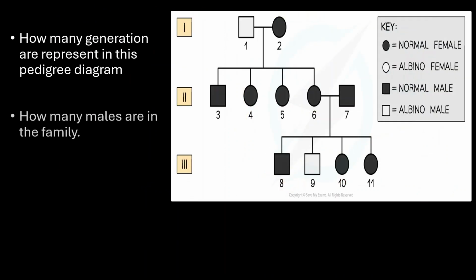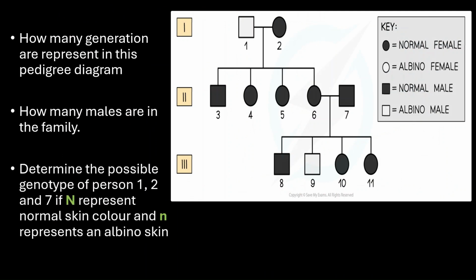How many generations are here? How many males are in the family? Determine the possible genotype for person one, two, and three. And I hope you are catching it by now. So let's start. How many generations are here? So you have to check again.